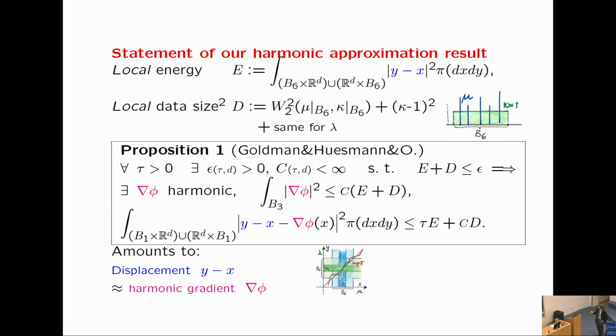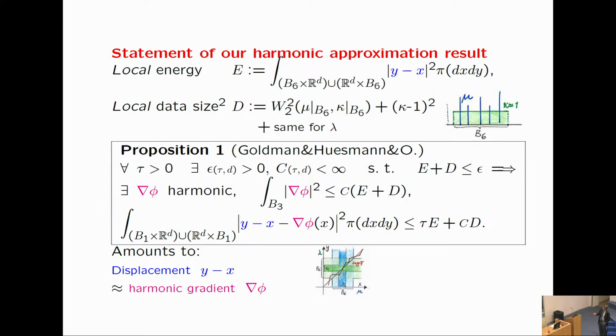And the statement is a typical analysis statement. For any threshold tau, there exists a barrier epsilon, which just depends on tau and the dimension and a constant, such that if the local energy and the local data term are below this threshold, then you can say something interesting. And the interesting thing is that there exists a gradient of a harmonic function.